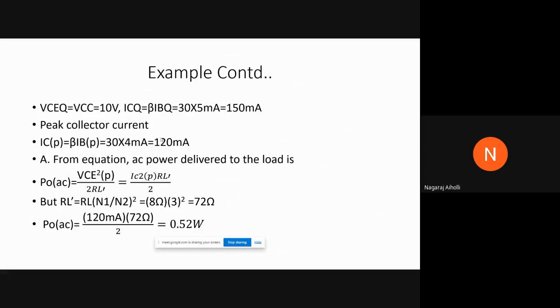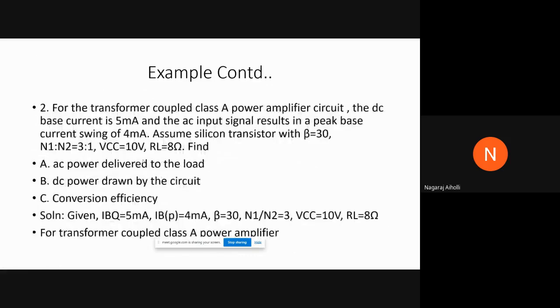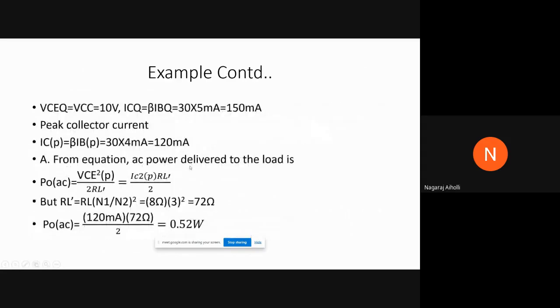Now let us calculate each one of the asked parameters. First, they have asked AC power delivered to the load. The equation for AC power delivered to the load is given by P naught AC is equal to VC peak square divided by 2RL dash. We have derived all these equations when we were discussing the transformer coupled power amplifier. Then this is also equal to IC peak square into RL dash by 2.